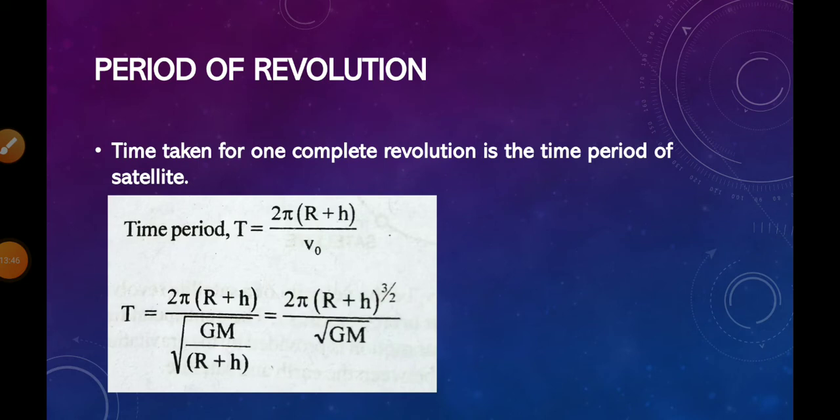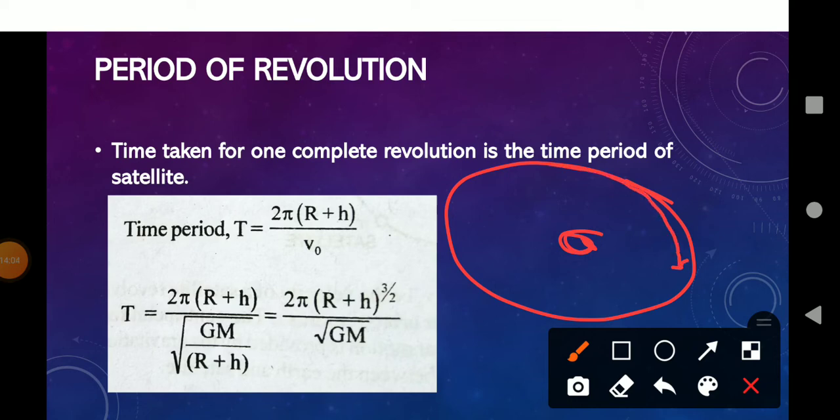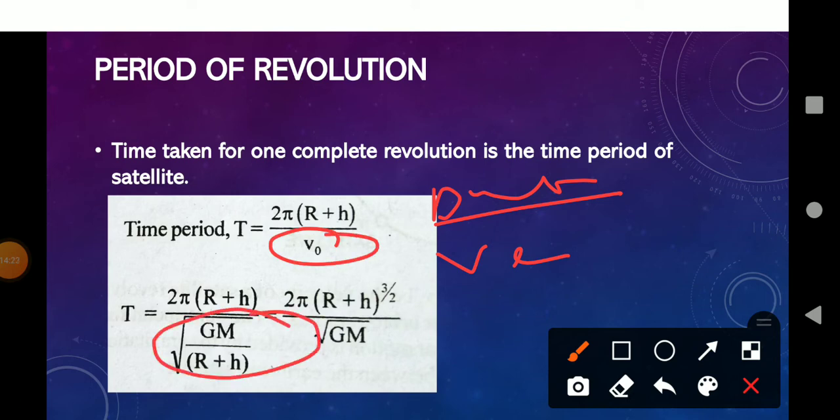Now, let's find the period of revolution. The time taken for one complete revolution is the time period of the satellite. That means if you consider the satellite revolving in an orbit around the earth, the time taken to complete one revolution is the time period of the satellite. We know time is equal to distance by velocity. So what is the velocity here? V naught, which we already said is equal to root GM by R plus h. And what is the distance?